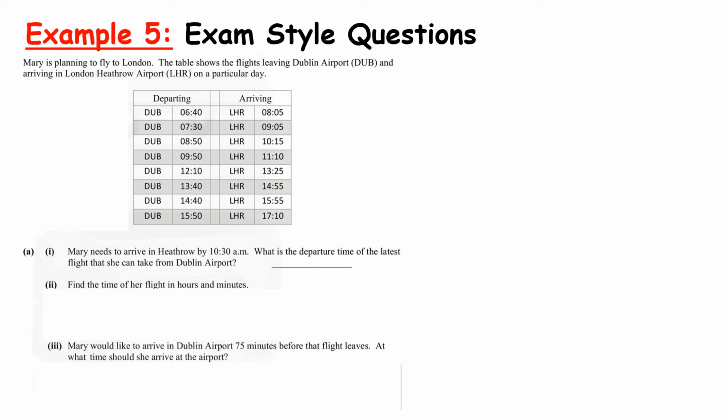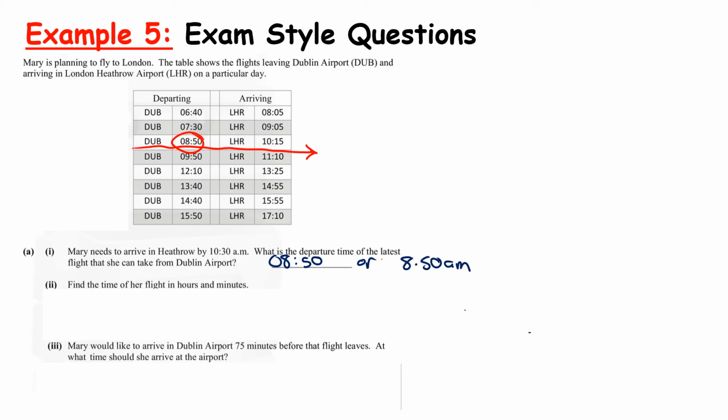So the second question. Mary is planning to fly to Heathrow. The table shows flights leaving from Dublin Airport and arriving at London Heathrow on a particular day. Mary needs to arrive in London Heathrow by 10:30 a.m. What is the departure time of the latest flight she can get? So she needs to be in Heathrow at 10:30, which sits in here. So that's where she wants to arrive. So the latest flight she can take leaves at 8:50 a.m. But it is given in 24-hour clock, so 0850 is perfect. If you prefer, you can write 8:50 a.m.